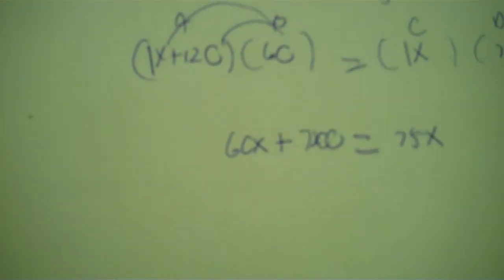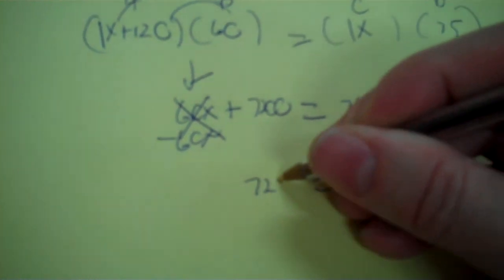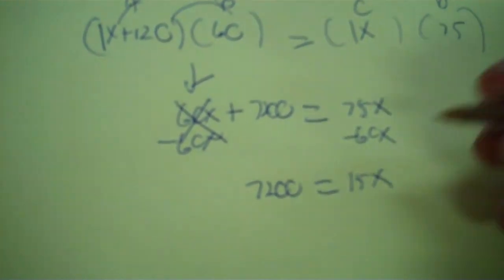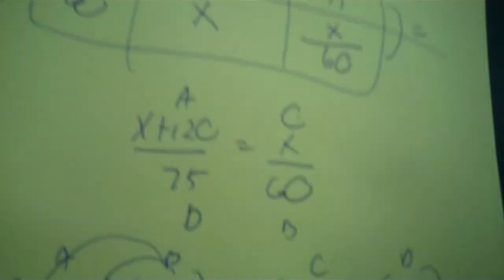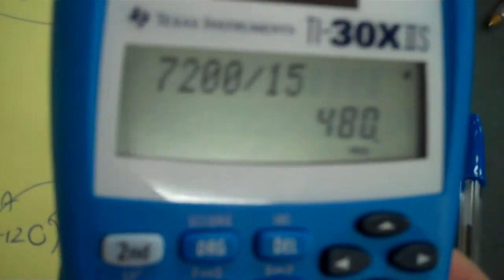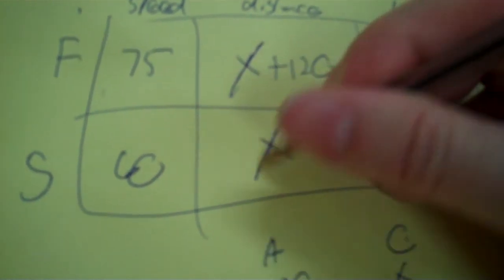X's are on opposite sides, so you have to simplify the equation. Get rid of the smaller X. Okay, the slow is 480 miles. Fast, 480 plus 120 is 600. Okay, you have one problem.